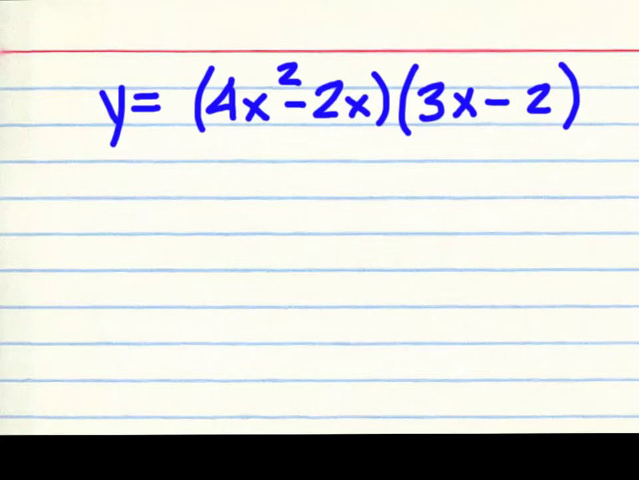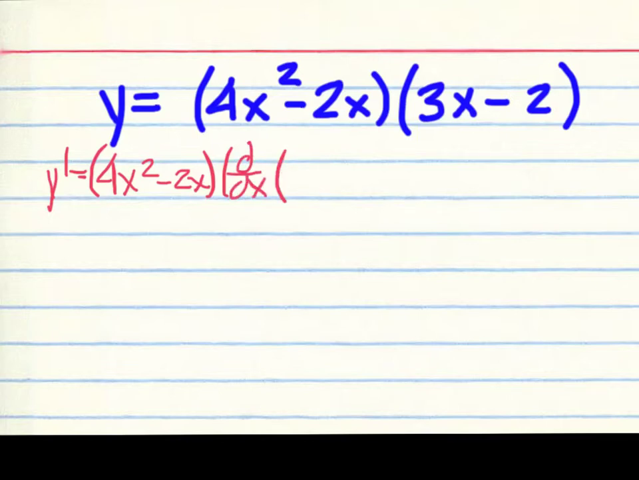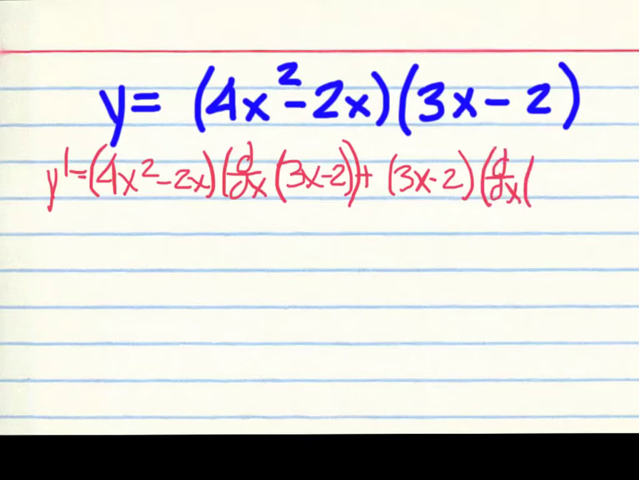The solution for this one, for y prime, start out with the quantity of 4x squared minus 2x as it is, and multiply by the derivative with respect to x of 3x minus 2. And then plus 3x minus 2 as it is, times the quantity of the derivative with respect to x of 4x squared minus 2x. So we'll go back through here and simplify.